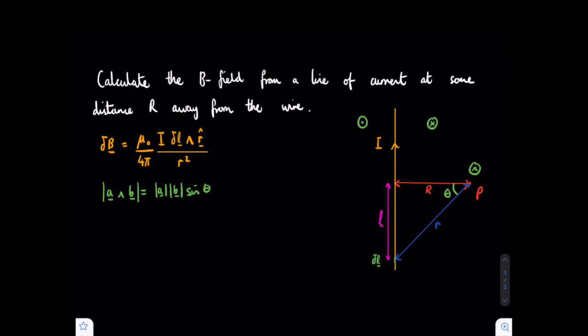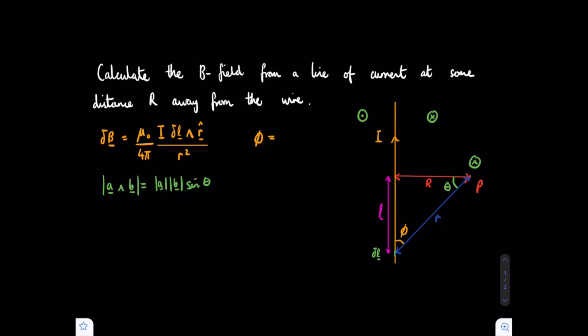In order to get rid of this cross product, we see that we have a delta L and an r hat here. And where are the directions going? Delta L is going this way and r is going this way. So the angle we're concerned about is this angle here. Let's call it phi. And that phi is equal to pi over 2 minus theta.